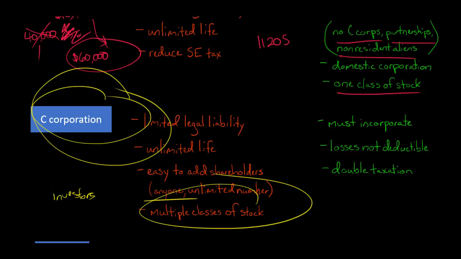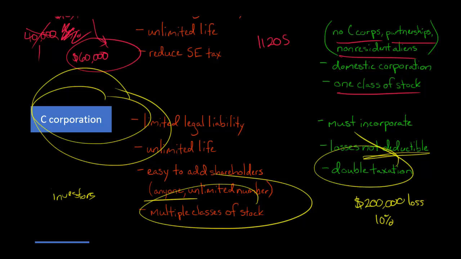One downside though is the losses of the corporation, as I mentioned earlier, are not deductible to the shareholders. So if I'm a shareholder and the business lost $200,000 and I own 10% of the company, I can't say, oh, well, I'm going to get 10% of this loss, so I got a $20,000 deduction on my personal tax return. Does not work like that. Now, the business can carry the loss forward and offset future income. That's different. I'm talking about the shareholders cannot deduct the losses of a C corporation.